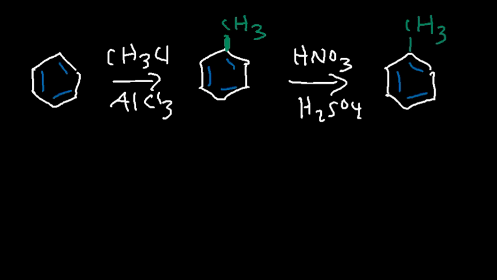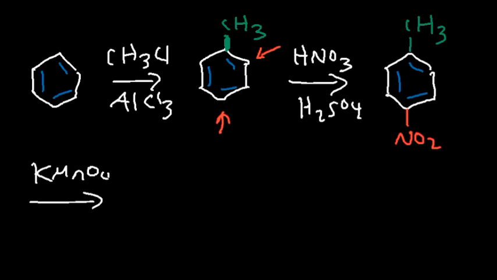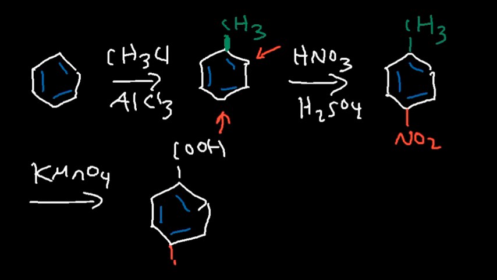So once we add the NO2 group, the methyl group will direct it ortho or para. Now we're going to write the para answer because that's the one that's going to lead us to our product. And then once we add potassium permanganate, the methyl group will be oxidized to a carboxylic acid. And that's the answer that we want. So thus we have para nitrobenzoic acid.